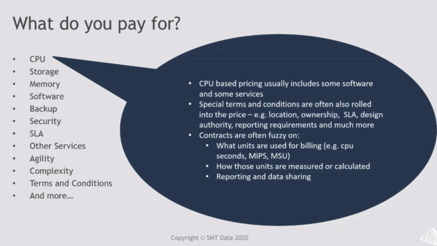What's important here when you're looking at CPU is that contracts are often fuzzy on what are the actual units that are used for billing: CPU seconds, MIPS, MSU, which I'll talk a lot about today. How those units are measured or calculated, you may think that's straightforward, but I'll show you it's not always straightforward. And very importantly, often contracts are a little bit fuzzy on access to the data that's used to do the calculation of the billing, and good reporting around that, so you can figure out, what am I paying for? Why is my bill going up? Is the outsourcer calculating it correctly?